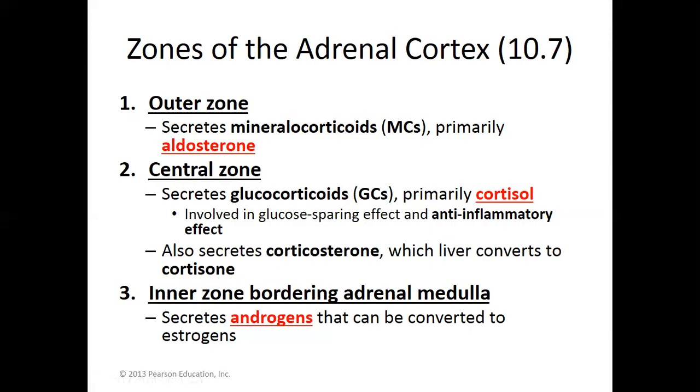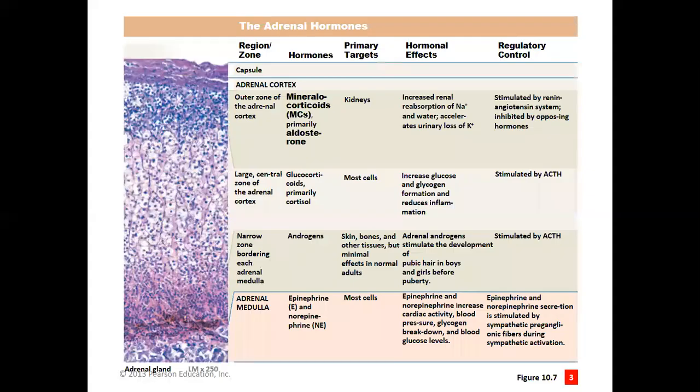That outer zone primarily secretes aldosterone, and aldosterone's target tissue is the kidney. Along with antidiuretic hormone, aldosterone helps regulate blood volume and blood pressure. The central zone, the middle zone, secretes cortisol or glucocorticoids, this group of anti-inflammatory steroid hormones. And then the innermost zone secretes androgens, which are another type of steroid hormone that can be converted to estrogens. That's another summary slide that basically blows up the last figure we looked at.